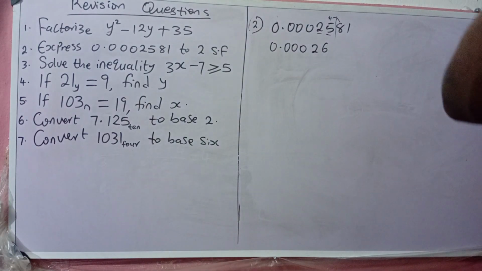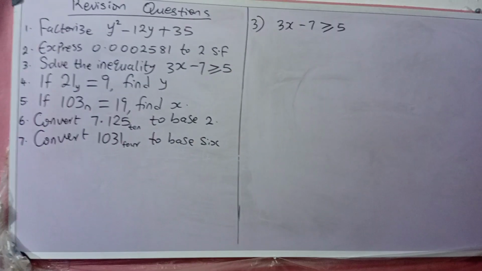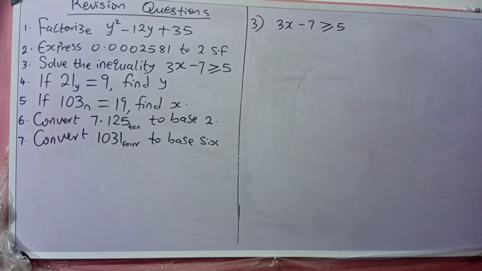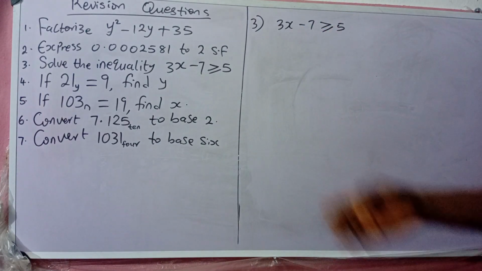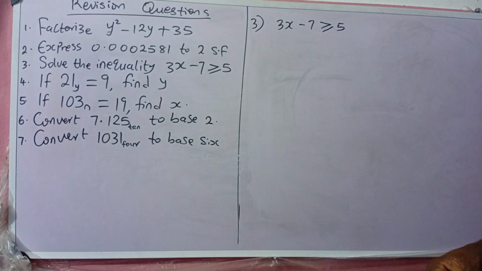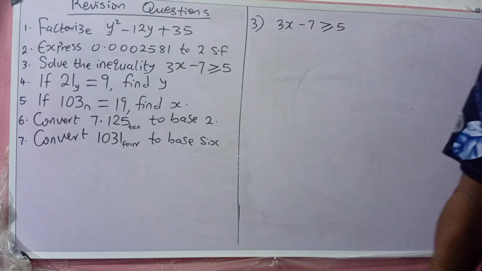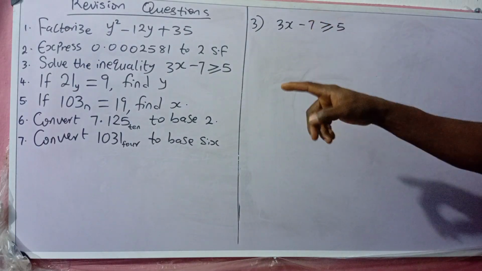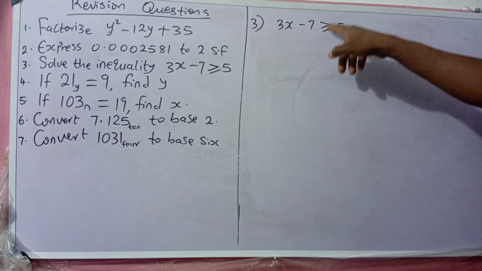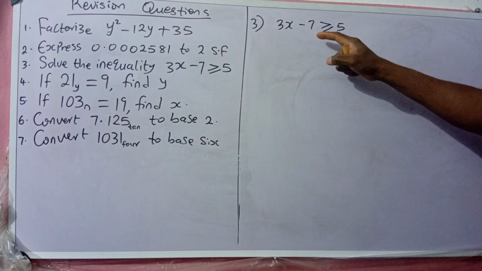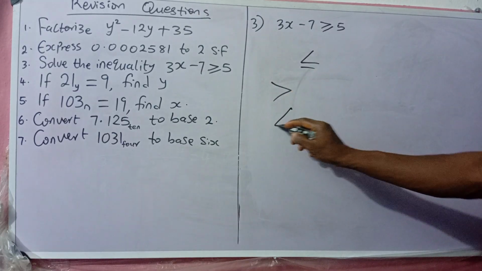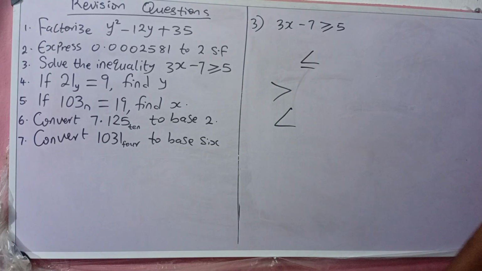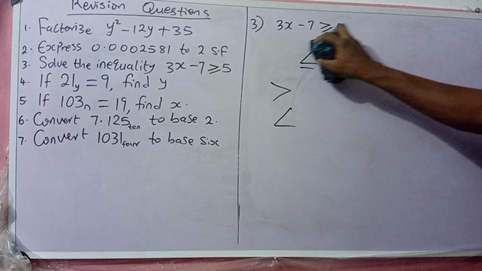Now we move to number 3. Number 3 is an inequality, an inequality in one variable. We are asked to solve this and represent our answer on a number line. So this looks quite like a simple equation, but what differentiates it from a simple equation is that we are using an inequality symbol. That is greater than, greater than or equal to. We have other symbols: less than or equal to, greater than, and less than. What we mean by inequality is something that is not equal, comparing two things which are not equal.